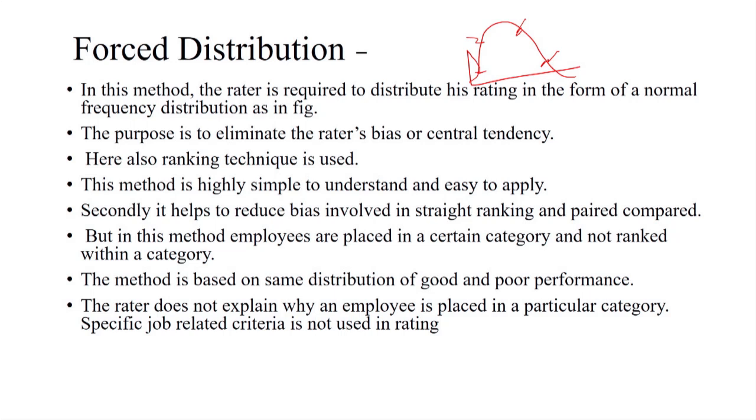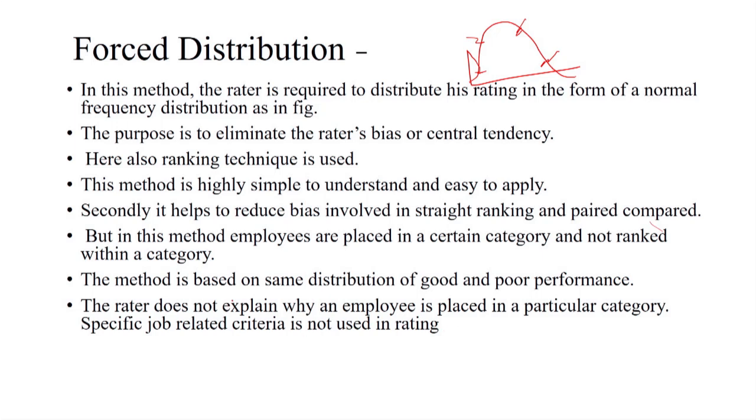And this is one of the good ways, because we know that all the employees cannot be very good, and all the employees cannot be very bad; some may be good, some may be bad. So it is a forced distribution or a bell-shaped curve which is drawn here. The main purpose is to eliminate the rater's bias or central tendency. Here the ranking technique is used in the case of forced distribution. As I told you, it's in a bell-shaped diagram. Some techniques are adopted with the help of it, and some subjectivity can be involved here also. This method is highly simple to understand and easier to apply.